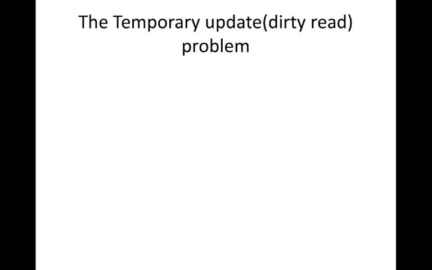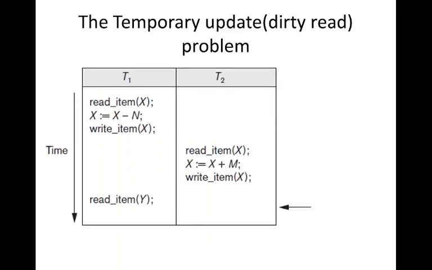Then the second type of problem is the temporary update or dirty read problem. This problem occurs when one transaction updates a database item and then the transaction fails for some reason. For example, with T1 and T2, we read the item X, then subtract X minus N, then write X.